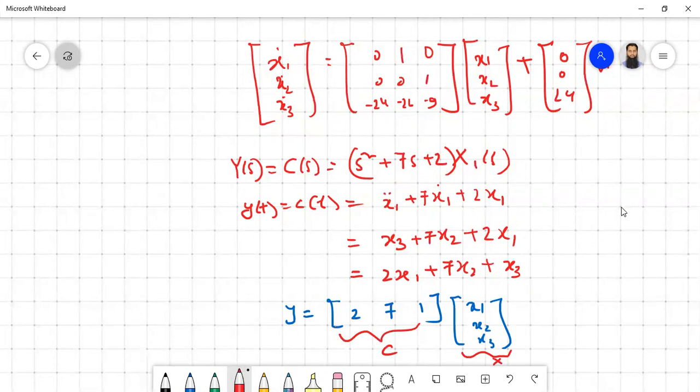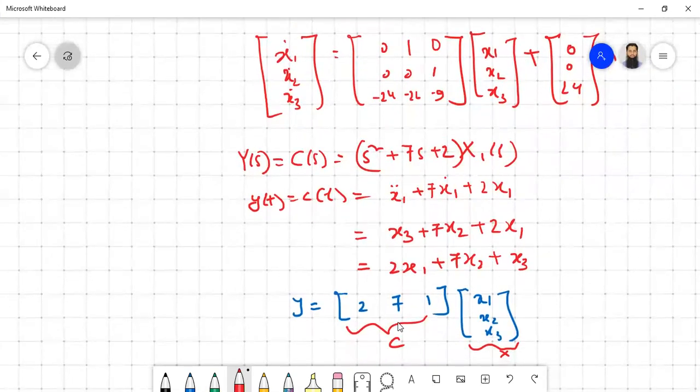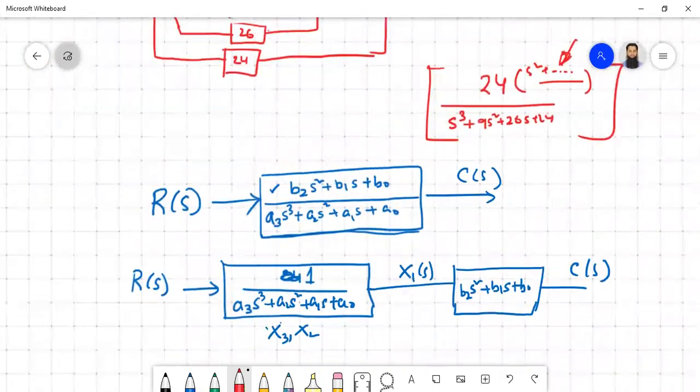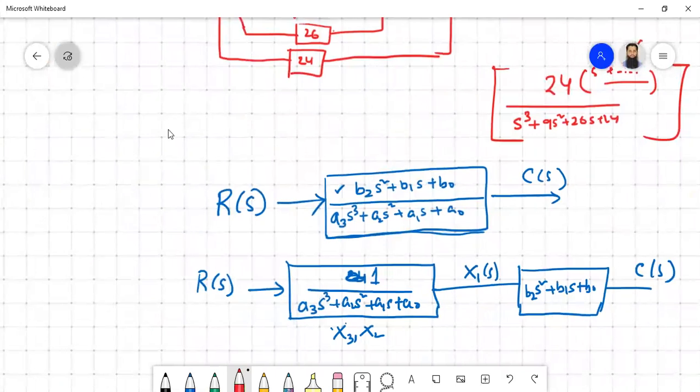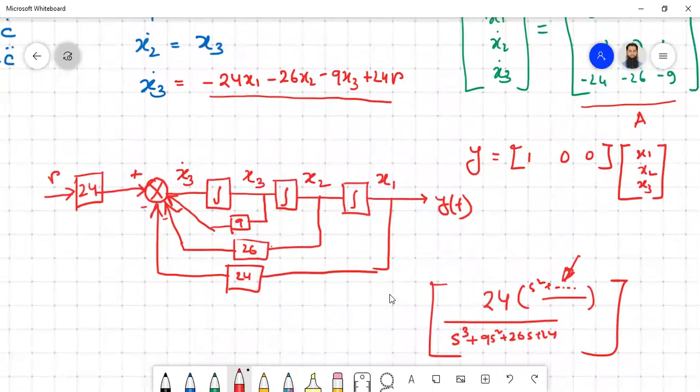Okay, simple idea. Now the output has changed. Your output is no longer just x1; it is a combination of 2x1, 7x2, and x3. So what will be the change in the block diagram? You can draw a separate block diagram, or you can show it in the same block diagram. Your output will not now be simply x1; rather, you will have to make some modification. So what is the modification?